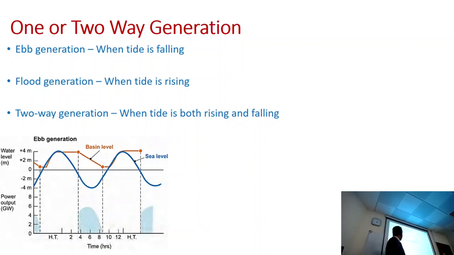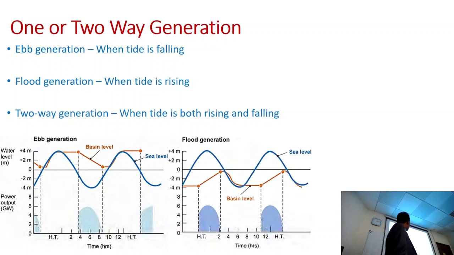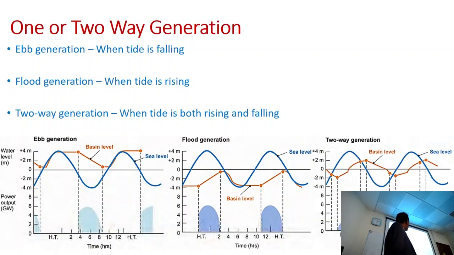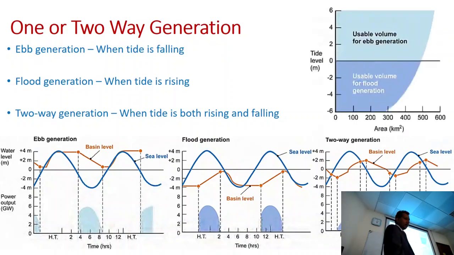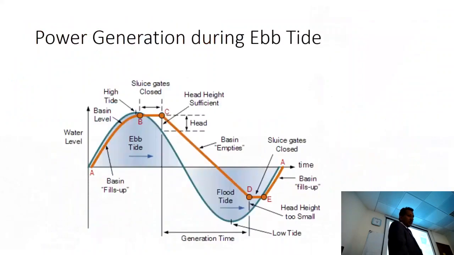And this is ebb generation, when your tide is falling. And that's flood generation, when the tide is rising, and that's the two-way generation. Okay. So you can still generate during low tide and high tide. If you have tide levels going up from -6 to +6, the usable flood generation volume is the one below. Usable ebb generation volume is the one above.